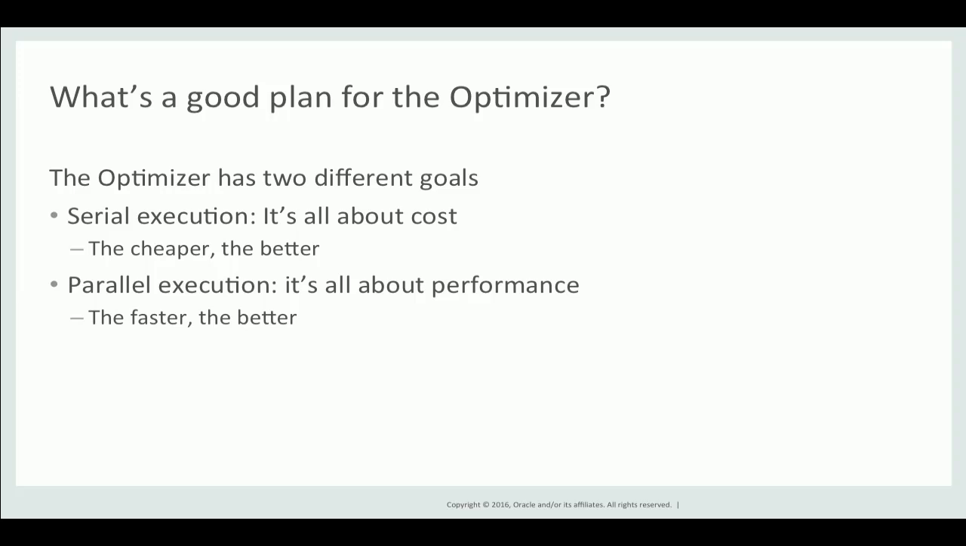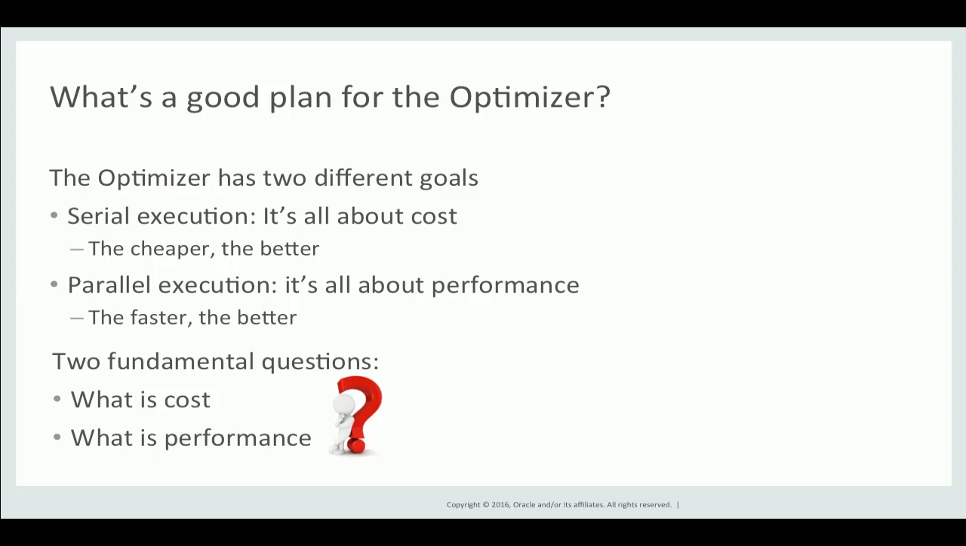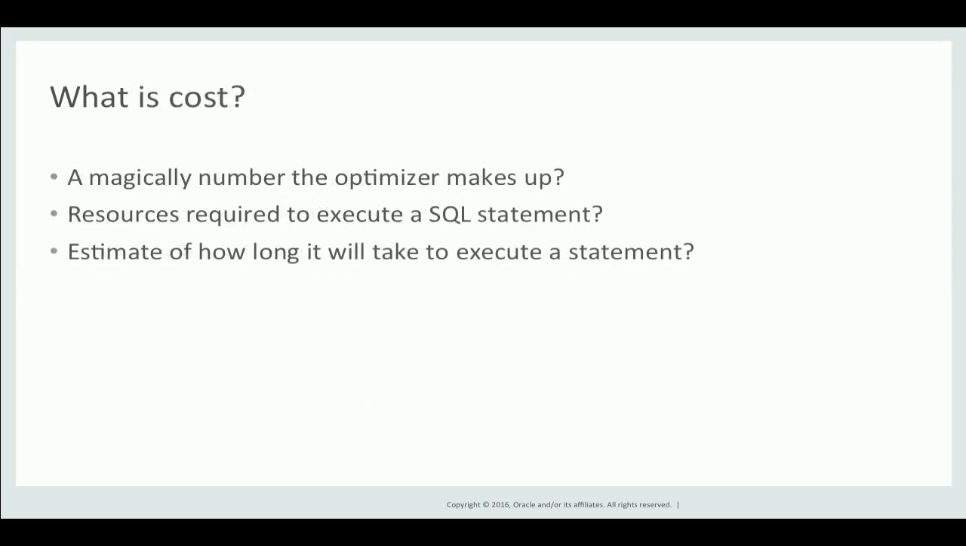Now, I certainly know when I sat on your side of the room, the first thing when I was told both of those rules was what's cost and what's performance. What does that actually mean? So let's take a little bit of time to look at what is cost. Cost has been accused of being many things, right? A magical number that the Optimizer just makes up to annoy us. That's a strong contender. The resources required to execute the SQL statement, or an estimate about how long it takes to run the statement. What do you guys think it is?